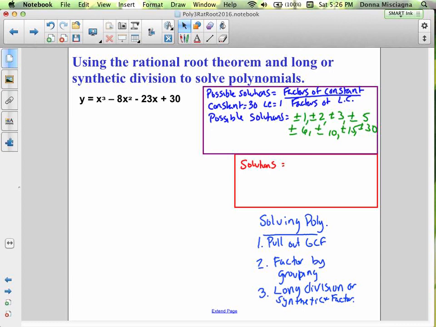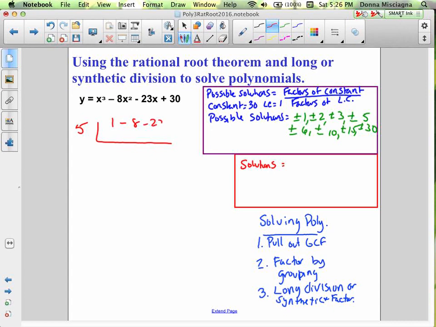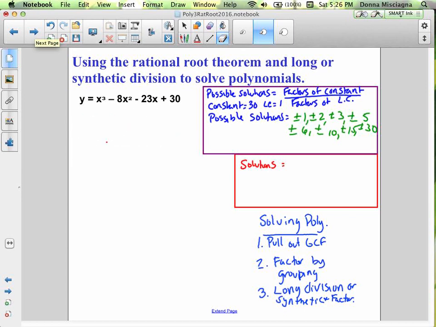Let's try the 5. All right, so yeah, nobody's missing, so we're going to try 5. We have 1, -8, -23, and 30. Bring down the 1. 1 times 5 is 5. Added, we get -3. -3 times 5 is -15, and that is not looking promising because we're going to end up with a really big number that doesn't cancel out the 30. All right, so, oh, I forgot to write that down. x equals 5 did not work.